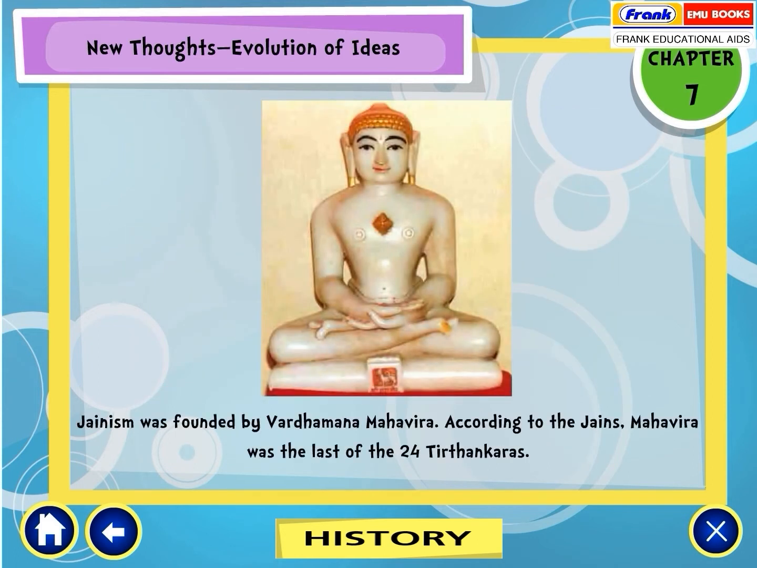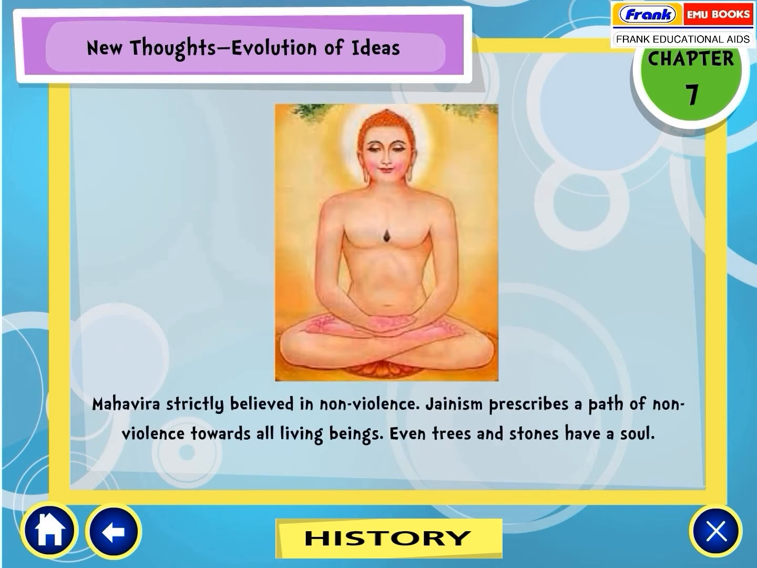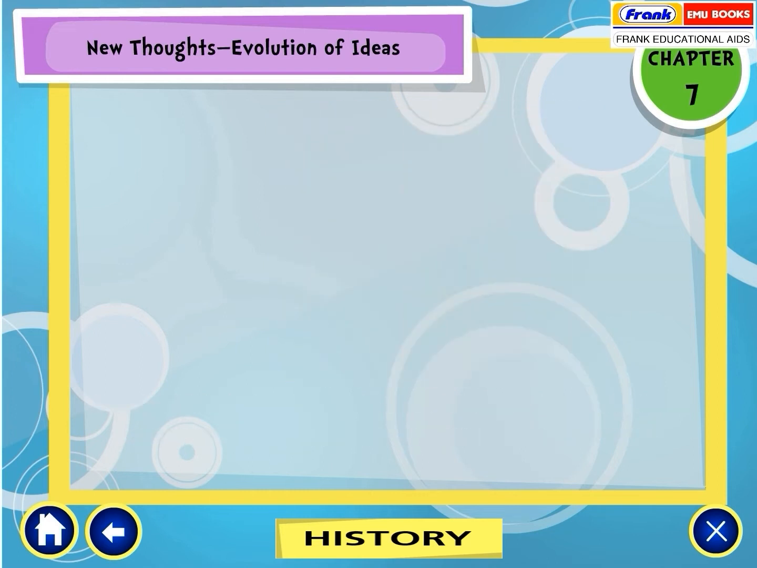Jainism was founded by Vardhamana Mahavira. According to the Jains, Mahavira was the last of the 24 Tirthankaras. Mahavira strictly believed in non-violence. Jainism prescribes a path of non-violence towards all living beings. Even trees and stones have a soul.